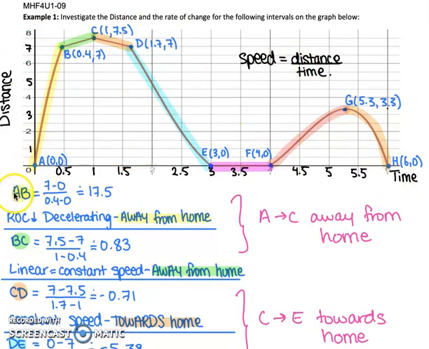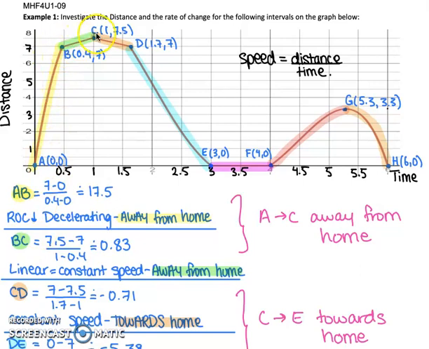To do this, we looked at AB, which is our first interval. We plotted the points for each one, which is going to be 7 minus 0 over 0.4 minus 0, and that gives us 17.5. What we can see here is that this is open downwards, so our rate of change is decreasing and we are decelerating away from home. Much steeper slope right here, and this is a little less steep.